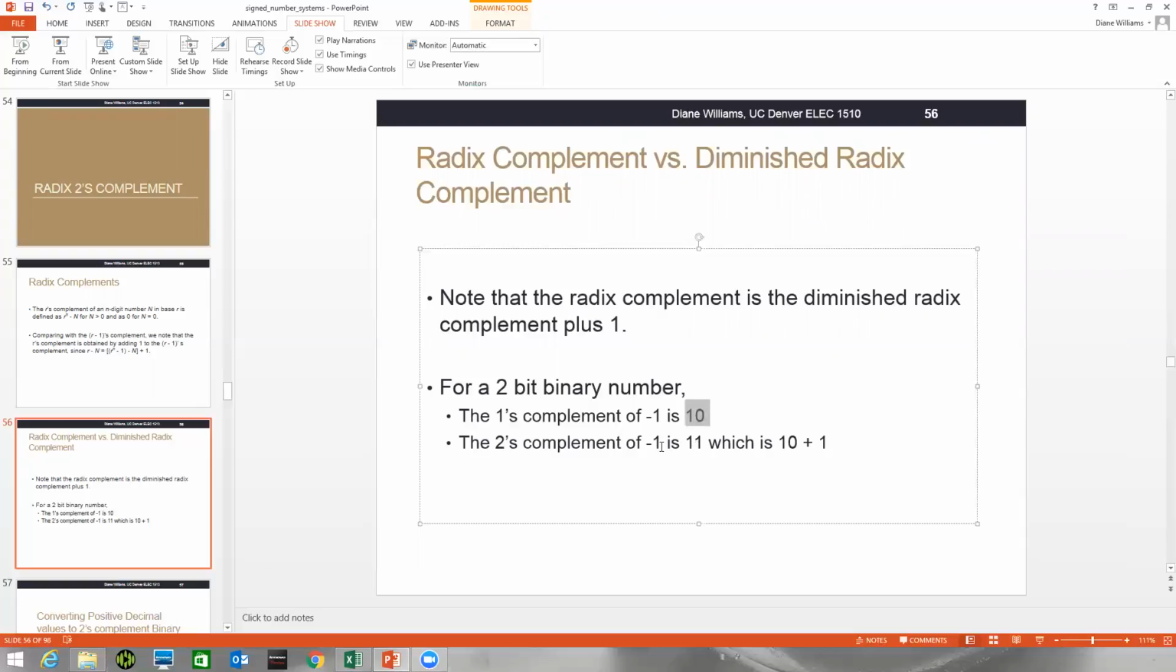Well, the 2's complement of -1 is 1, 1, which is simply the 1's complement with 1 added to it. So in order to form the 2's complement, we form the 1's complement, and then we add 1 to it. That's all we need to do.